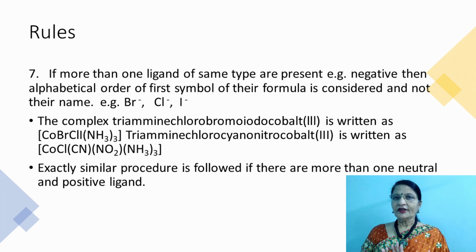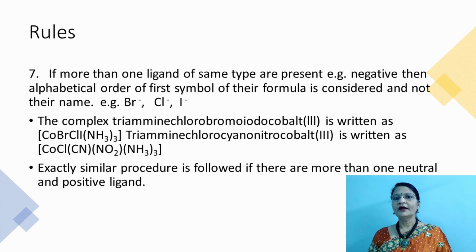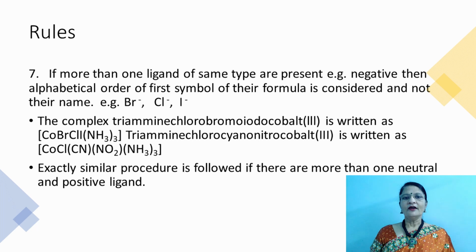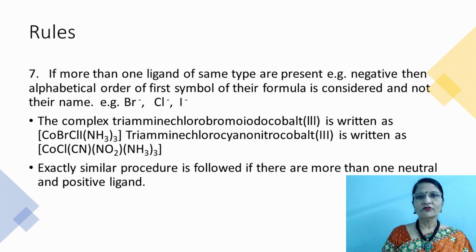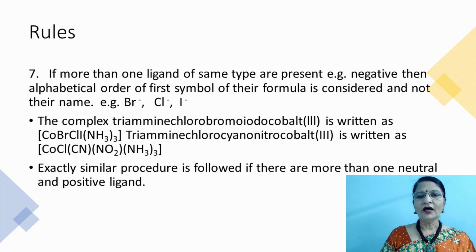But imagine that in case of the negative ligand, more than one ligand is present, then the sequence is decided on the basis of the symbol of the ligand in alphabetical manner. If we take three negative ligands, Br minus, Cl minus, I minus, then which ligand do we have to write first? The sequence is decided on the basis of the letter of the symbol in alphabetical manner. Then B comes first as compared to C and I, so we have to write the formula in this manner.